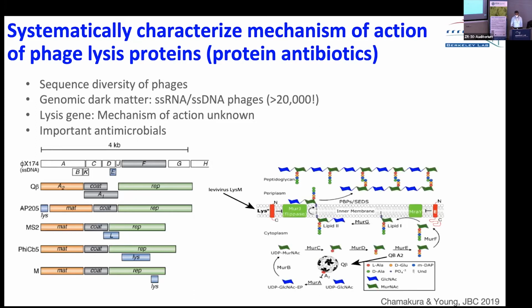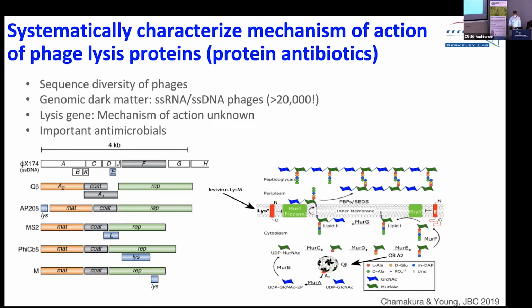The way they do this is by interfering with peptidoglycan biosynthesis. I'm showing an example of this, Levivirus M, which interferes with the lipid II flippase called MurJ. If you interfere with this, the bacteria completely die. And by identifying these kinds of targets, we can start thinking about protein antibiotics, which can be useful for the next generation.